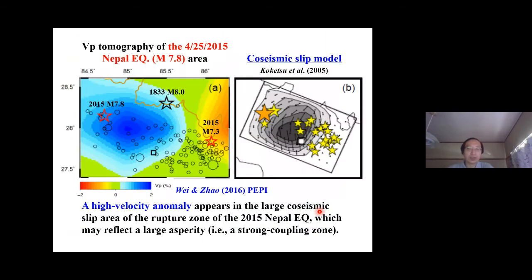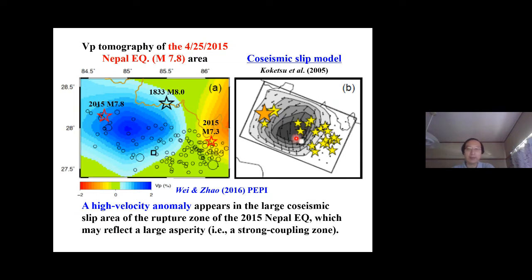We found similar features in the south zone of the 2015 Nepal earthquake area. This figure shows the tomography we published in 2016, showing the P-wave velocity image along the Himalaya megathrust. The red star shows the hypocenter of this big earthquake mainshock. Just beside it, we can see a high velocity anomaly.